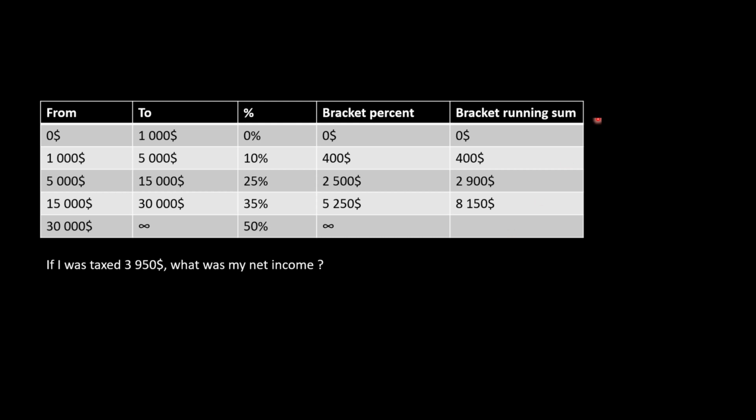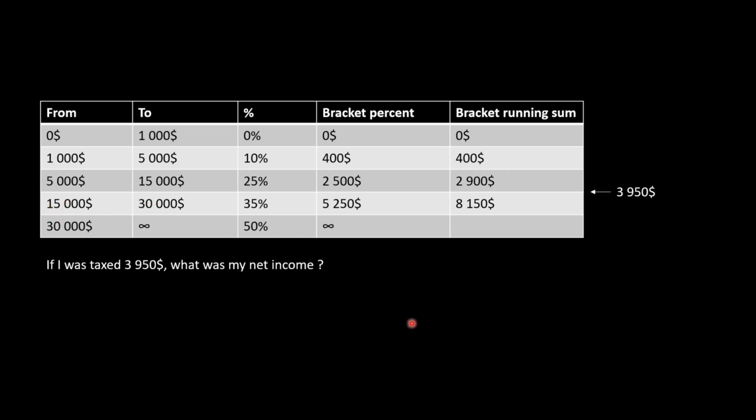So now we need to find where we would fall into that running sum. So we just compare until we find one number that is greater, which would be 8,150, which is bigger than 3,950. So we are before that, and we are after 2,900. So that means that we are in the bracket 15,000 to 30,000.